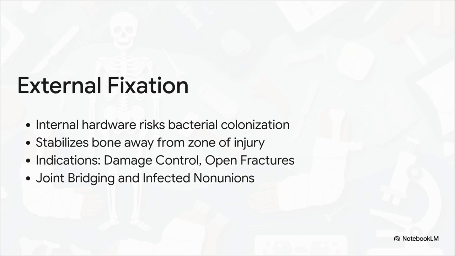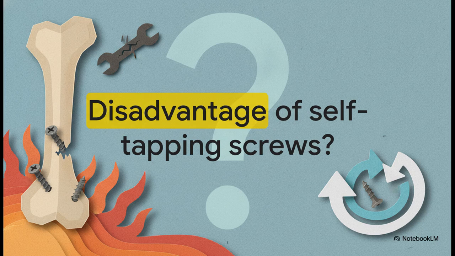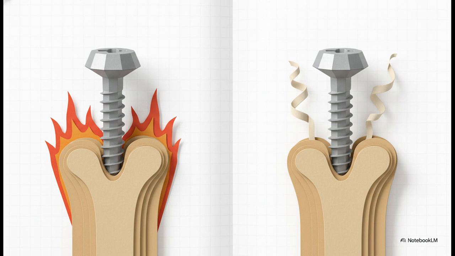infected non-unions. Which of the following is a disadvantage of a self-tapping screw compared to self-drilling screws for bony fixation? Your options: A, increased risk of screw deformity or breakage while applying, B, increased risk of screw break during removal, C, increased risk of dislocation or loosening, D, increased risk of thermal damage, or E, all of the above. The answer is E, all of the above.